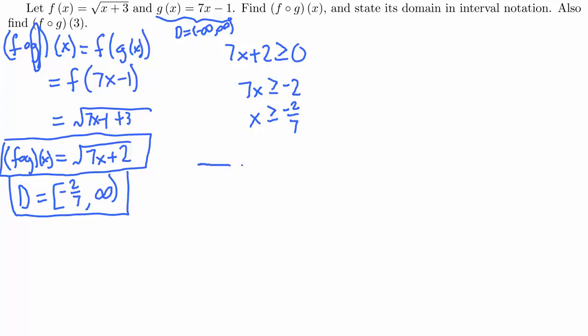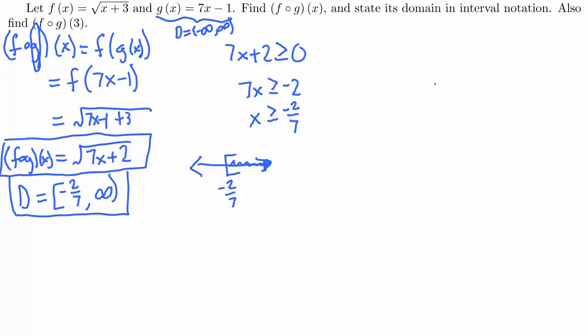If you need to, you can always do your number line, put the negative 2/7 in the middle, and go the direction that this arrow says. So you're going to the right. And notice it's or equal to, that's why I use the square bracket. And this is how I get negative 2/7 to infinity, including the negative 2/7.